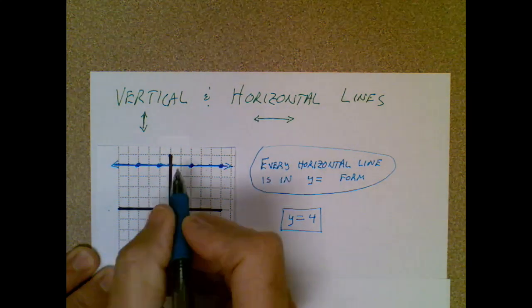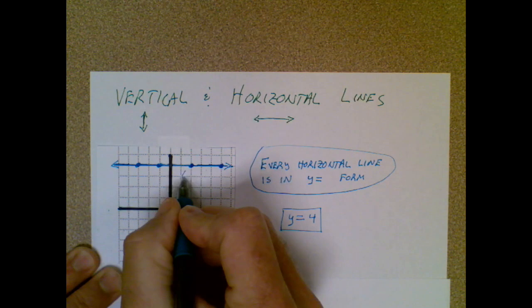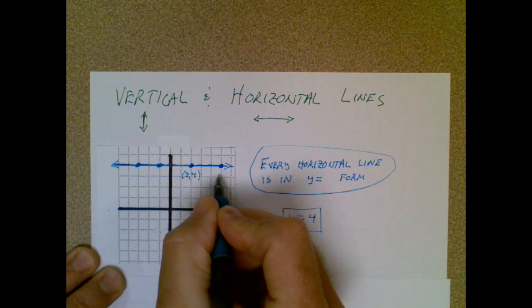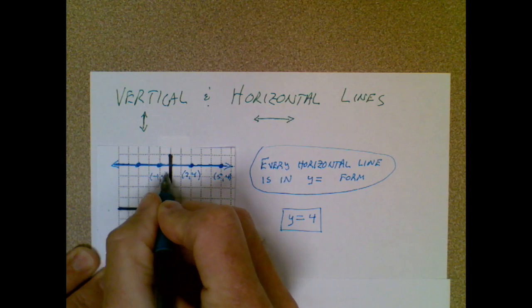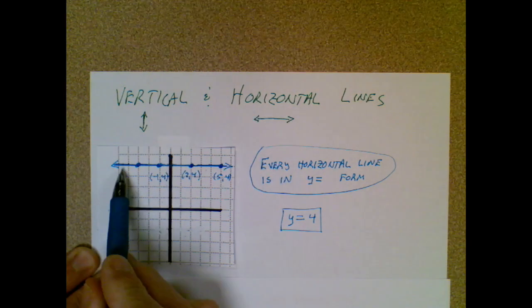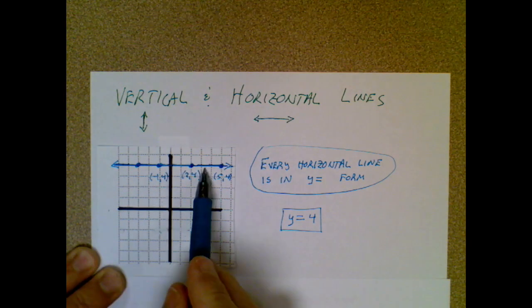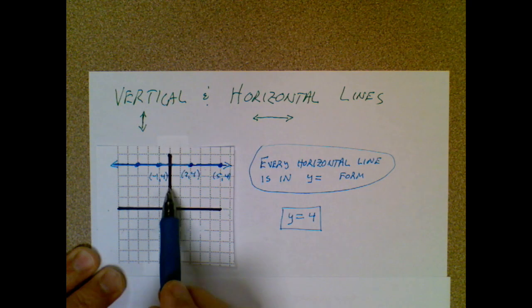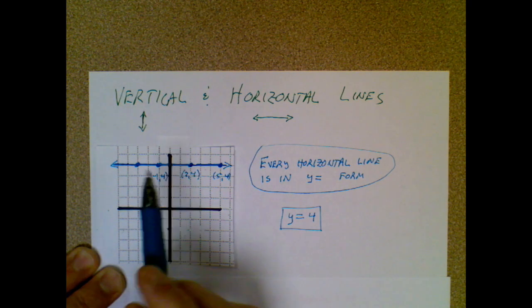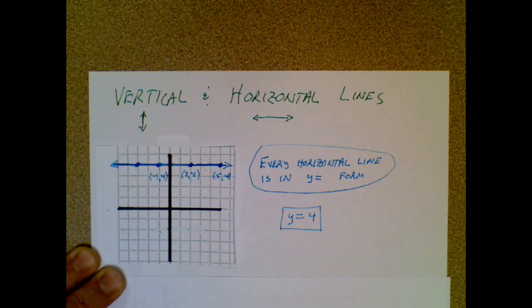Another way to think about that is the coordinates of every single one of these points along the way has a y value of 4. But basically when I have a horizontal line, it's a y equals line, and I just count how far up the y-axis is it, and I have my equation of my horizontal line.